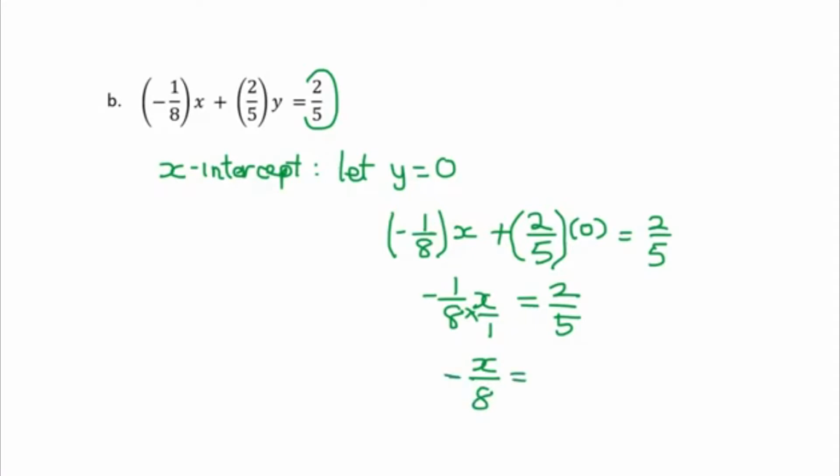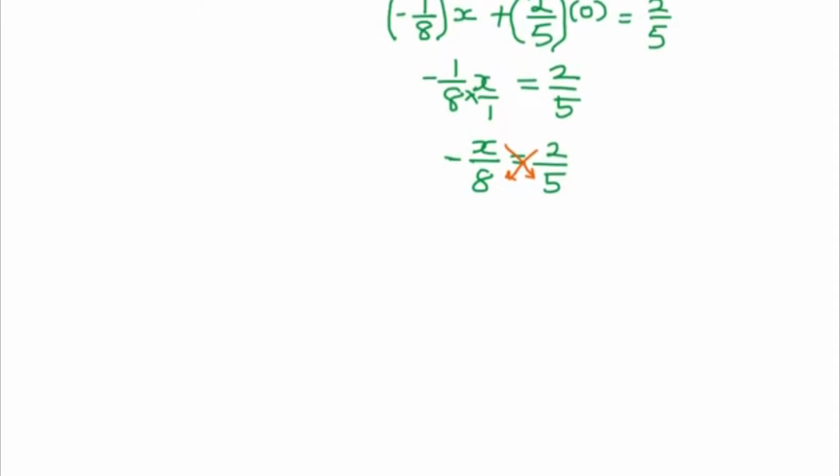and this is equal to 2 over 5. So we know the strategy. In order for us to avoid the fractions, we cross multiply to make everything non-fractioned. So as a result of that, what we get here is to multiply our negative x by 5, and in here this is equal to 8 times 2.